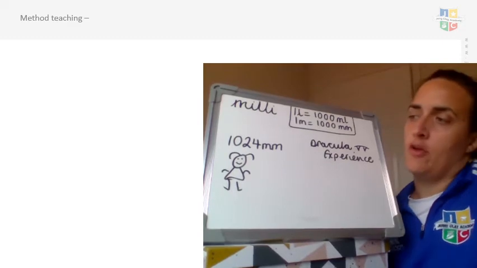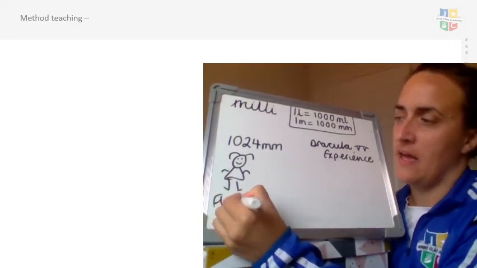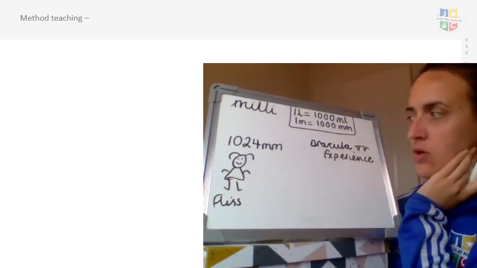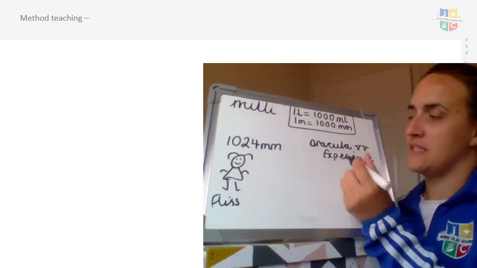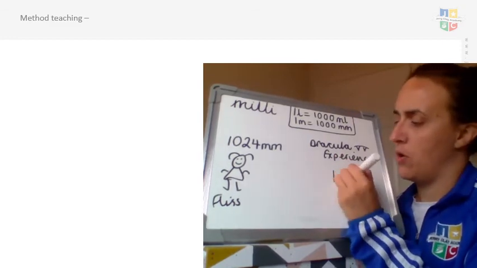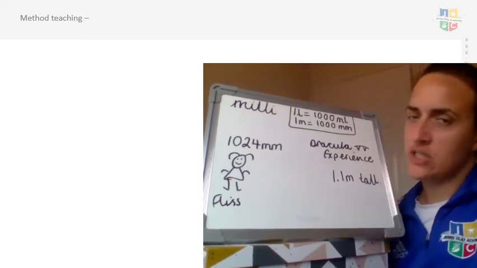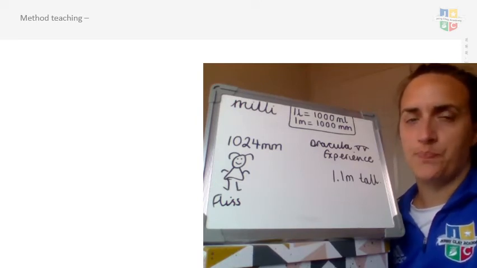So a little girl wants to go on the ride. Let's say this is Fliss, and she is 1,024 millimetres tall. But to go on the Dracula experience, she needs to be 1.1 metres tall. That's the regulation. So is she tall enough to go on the ride? What would we need to do?